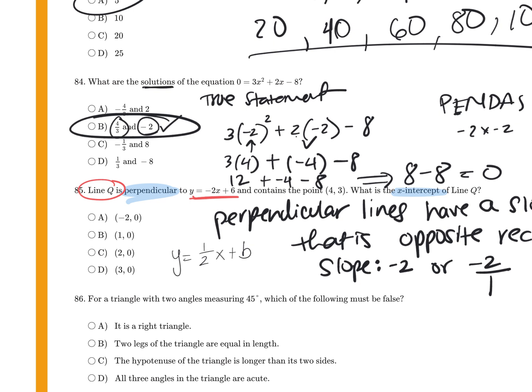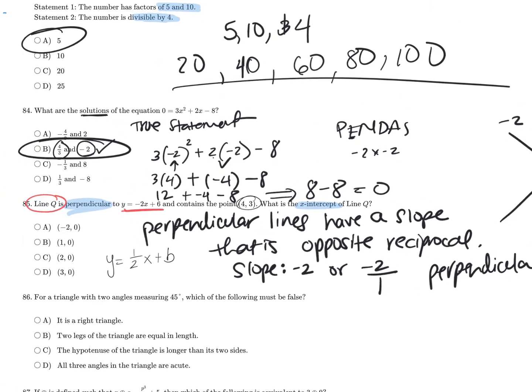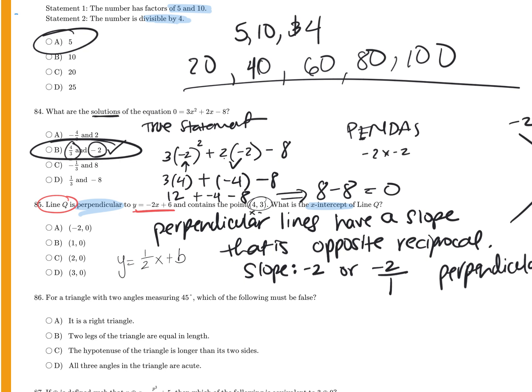So we need a new y-intercept, but they gave us a point (4, 3). So we have to plug that in. So 4, 3, that's x, y. We're going to plug in 3 for y and 4 for x and solve for b. This becomes 3 equals 1/2 times 4. That's like saying half of 4, that's just 2, plus b. To get b by itself, we have to subtract 2 from both sides. So we get b equals 1.